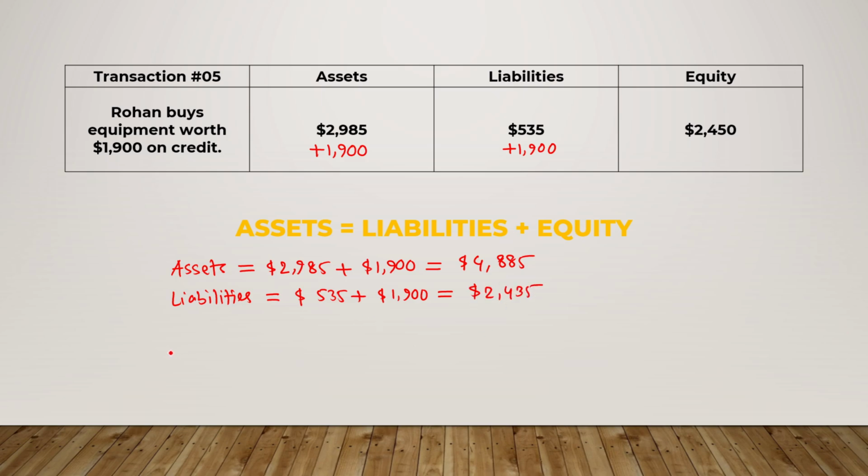We must remember that an increase in any asset account is a debit entry, whereas an increase in any liabilities account is a credit entry. And of course, vice versa. And there is no effect on owner's equity for this transaction.